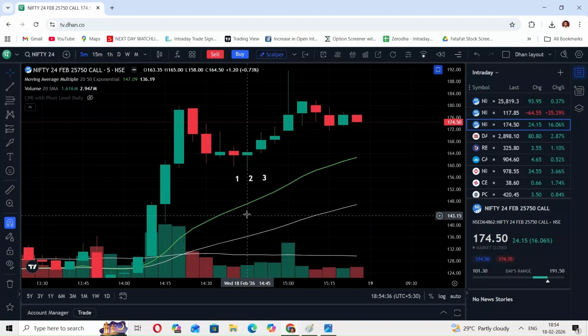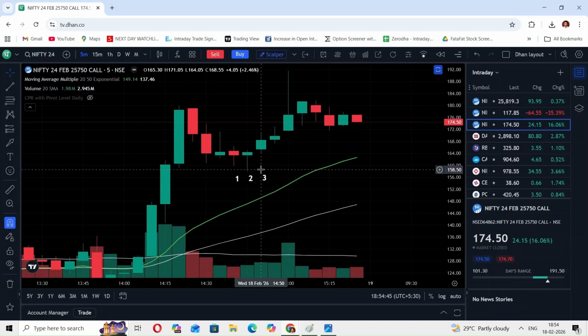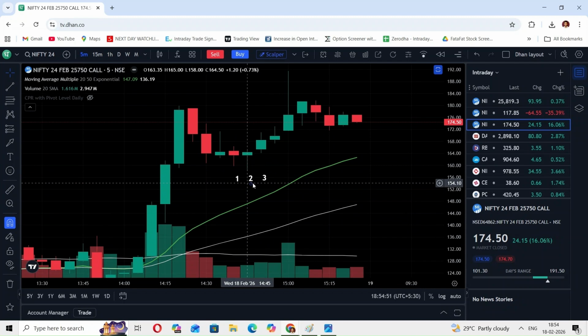Second candle broke the low of the first candle, closed above low. Third candle respected low of the second candle, right? Green candle has the highest volume, 20-50 MA trending up. So if you took a trade here, you would have taken a trade at around 172. Your stop loss would have been around 158 or so, right?